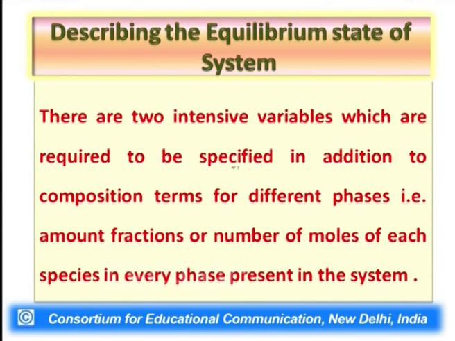Having said this, there are two intensive variables which are required to be specified in addition to composition terms for different phases. Therefore, amount fractions or number of moles of each species in every phase present in the system. So, for the purpose of describing the state of the system for phase equilibrium studies, we require to specify the temperature, pressure and the various intensive composition terms. That means amount fractions of various chemical constituents present in each and every phase of the system.